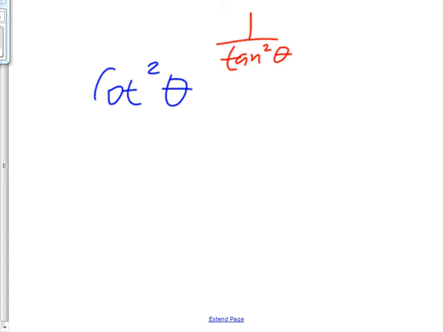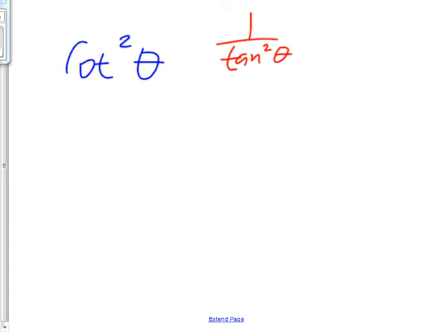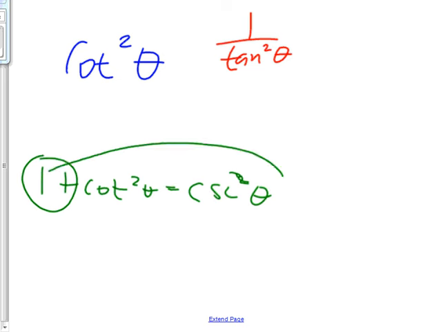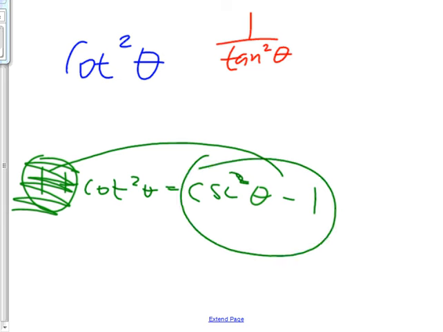Then there's often an identity that goes with it. That's maybe for the squared one. That's a part of a little snappy saying. In this case, it's 1 plus cot is cosecant squared. And for cotangent squared, we just take this 1 and move it to the other side. It'll be cosecant squared minus 1.